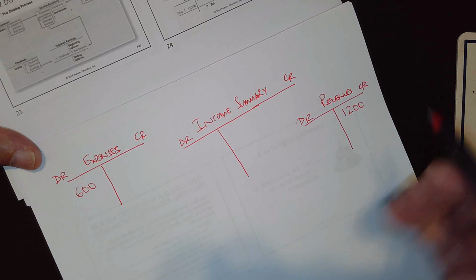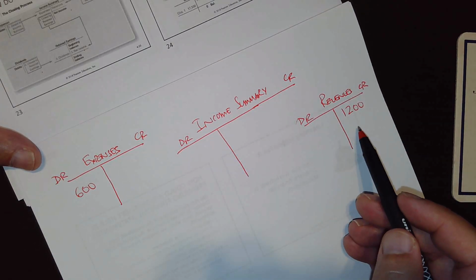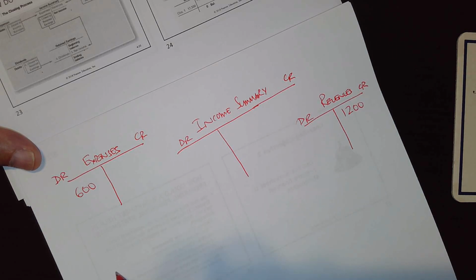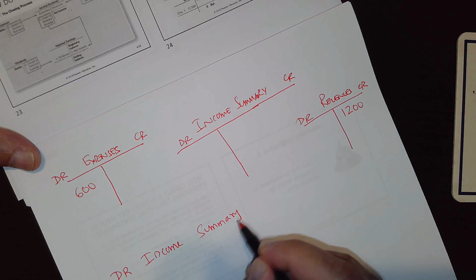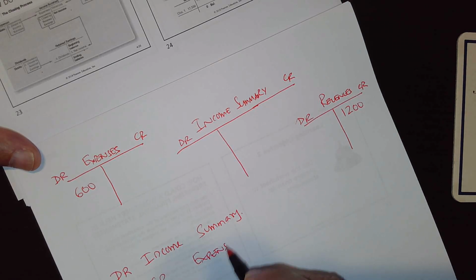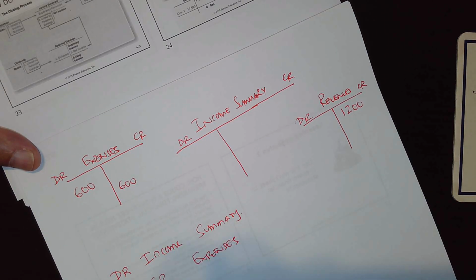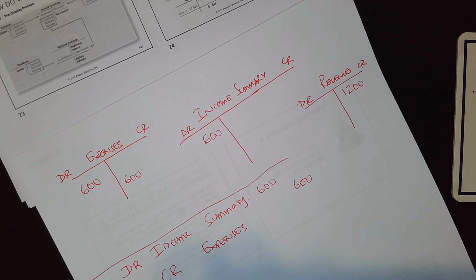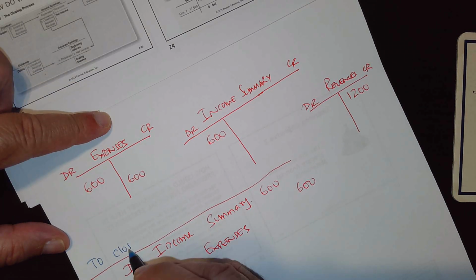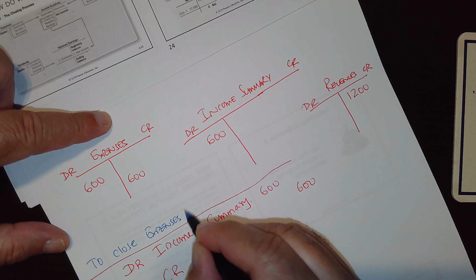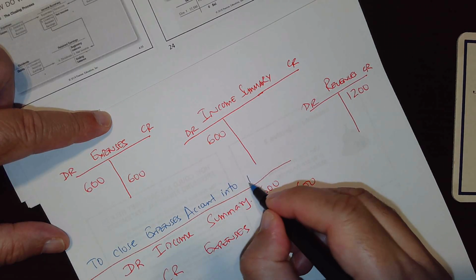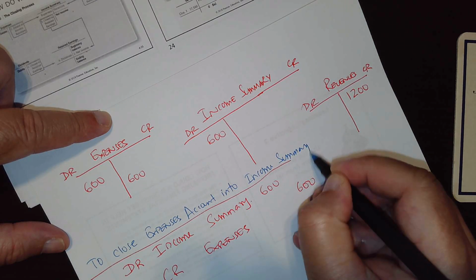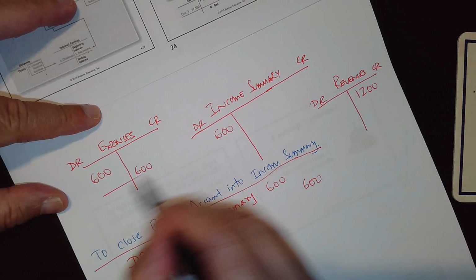Now what we have to do is close these revenues and expenses. We're going to debit income summary and credit expenses. So when we credit expenses, we put $600 over here, and we debit income summary, putting 600 over here. So 600 and 600. I'm going to use a different color to say this closes the expenses account into income summary. Okay, so we did that, and now it's zeroed out.